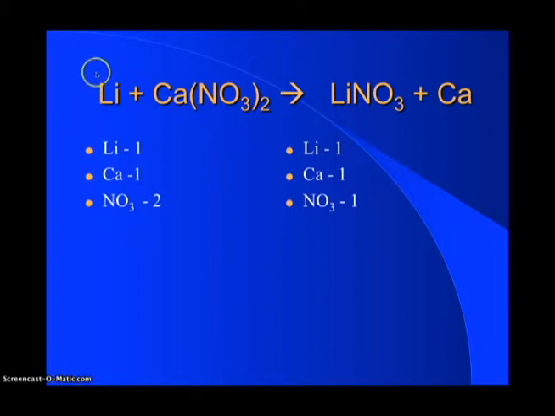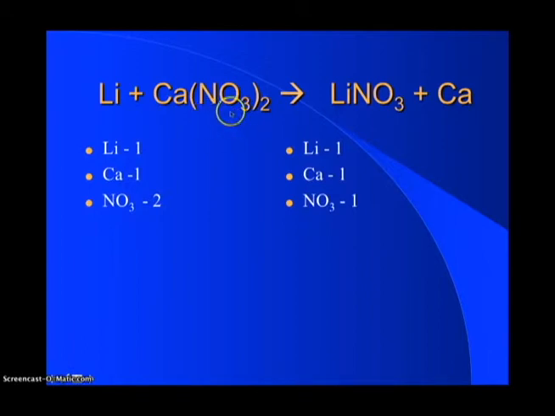What you see on the left side, you see a lithium, so you write lithium. You see a calcium, so you write calcium. And you see nitrate ion, so you write nitrate ion. Now, one of the little tricks here that you can remember is if you have polyatomic ions like nitrate, you want to try to keep those together as much as possible.